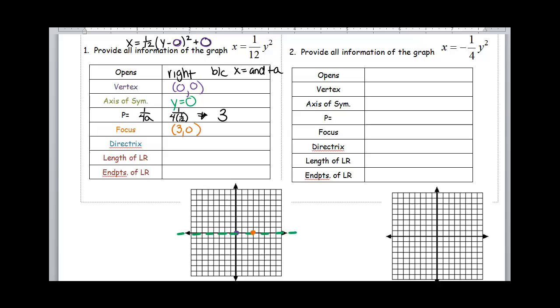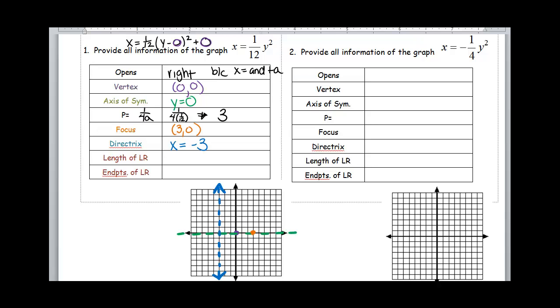Next, I need to look at the directrix. The directrix, remember, again starts at the vertex but goes p units the opposite direction, so back 3. But this is not going to be a point. Our directrix is going to be a line perpendicular to the axis of symmetry, and so here, that has to be a vertical line. All vertical lines have the equations x equals, and then back 3 units would be at -3.